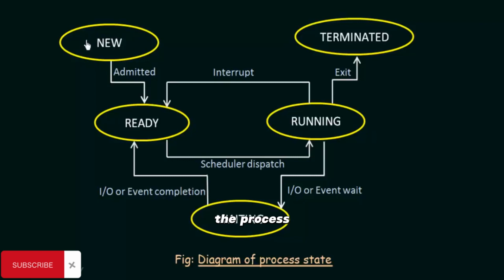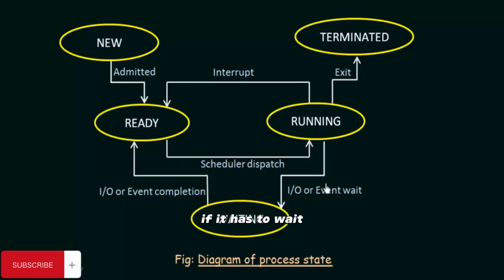So we see that when the process gets created, it is in the new state. Then it comes to the ready state, where it is ready to begin its execution. And once it is ready, it can go to the running state. In the running state, if an interrupt occurs, it will come back to the ready state until the interrupt has been handled, and it will go back to the running state again.